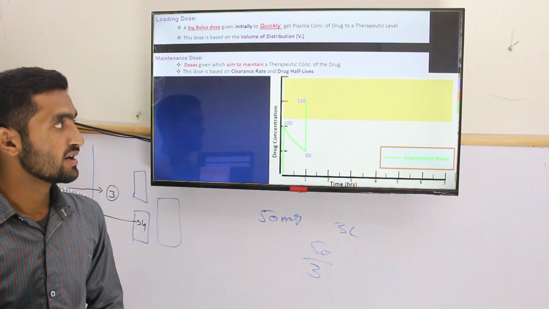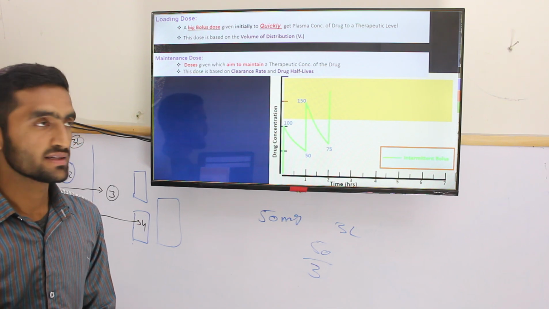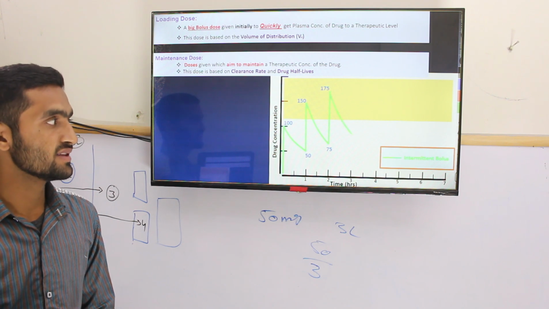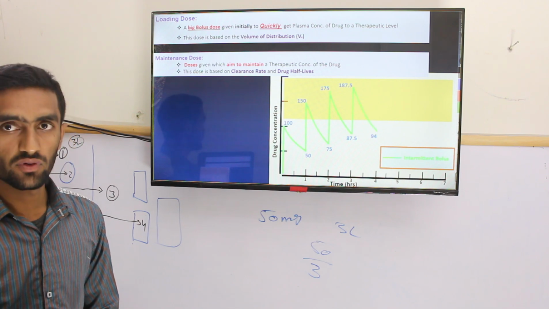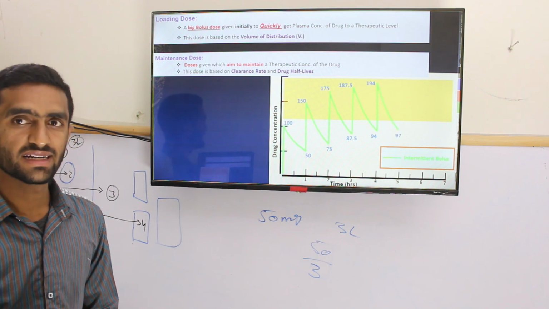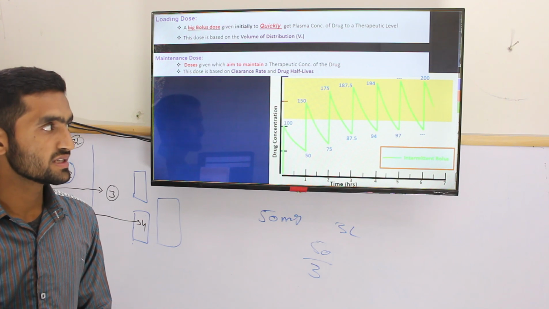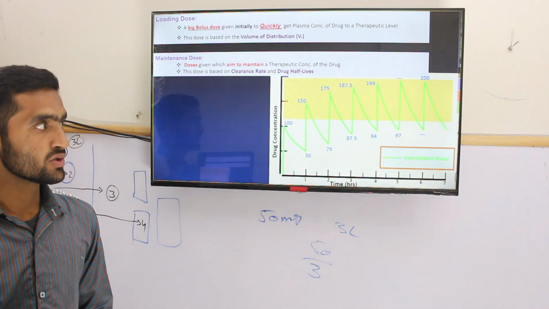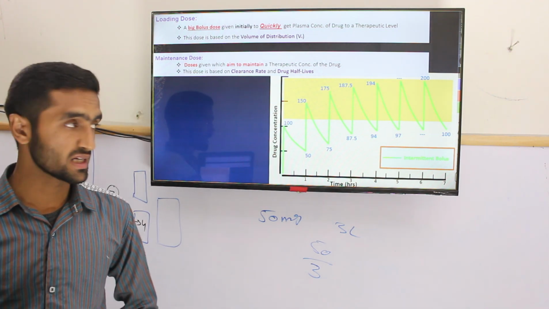After a half-life, what will happen? It goes back to 75. Then I give the other 100, it reaches 175, then goes back to 87.5. So this process continues: 187.5, 94, then 194 and 97, 100. Eventually, this process continues until it reaches 200 and comes back to 100. So after this, the concentration will be more than 100 in the plasma.